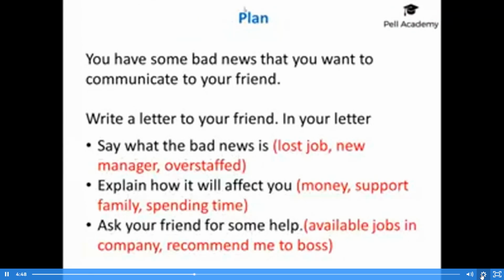Okay, so next I'm just going to show you my plan. So the first paragraph, you're just going to paraphrase this. So if you wanted, you could put in some synonyms that you're going to use. Then the bad news that I decided to focus on is that I lost my job, because I think that's an easy one that you can discuss without getting too emotional.